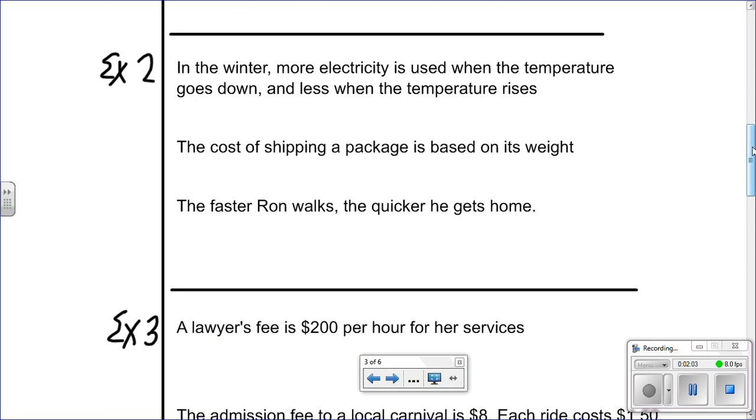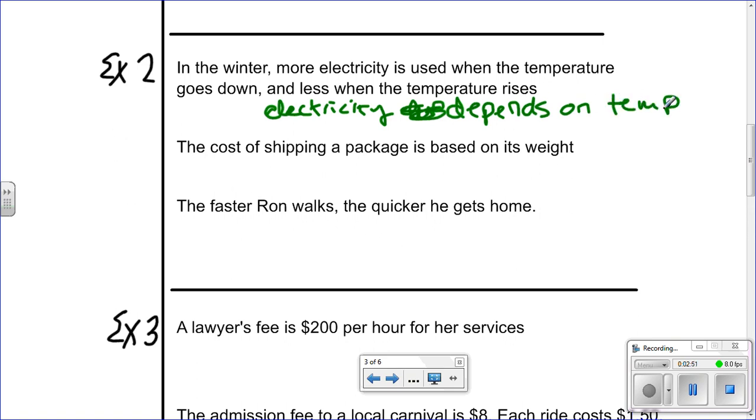Example 2. Identify the independent and dependent variables for each situation. In the winter, more electricity is used when the temperature goes down and less when the temperature rises. So what can we control? Which one is dependent on the other? The temperature is outside and we can't control that, but electricity changes based on what we can't control. So I would say electricity depends on the temperature. Your dependent variable is electricity and your independent variable is temperature.